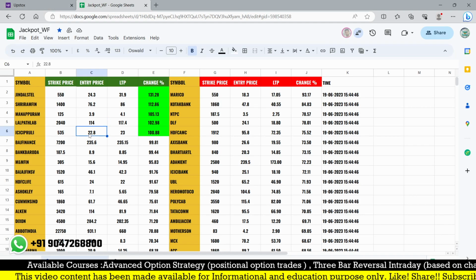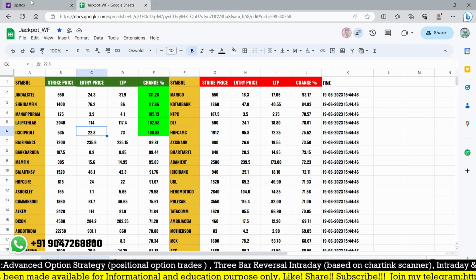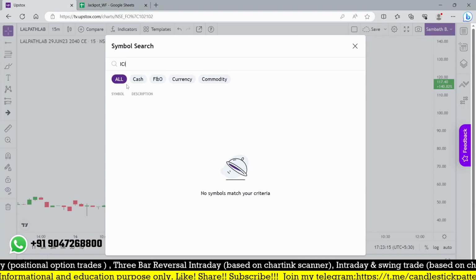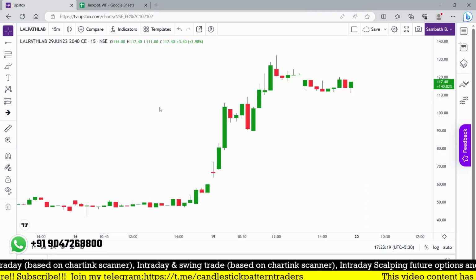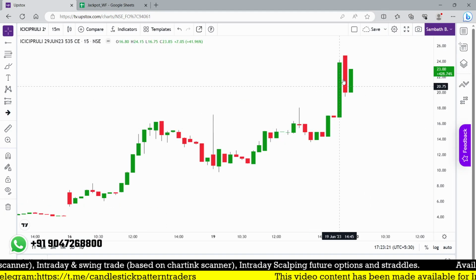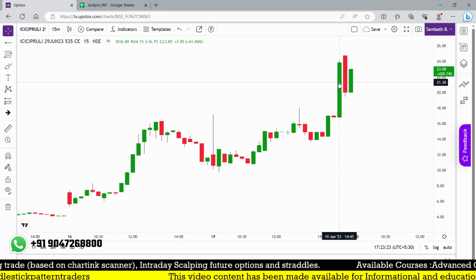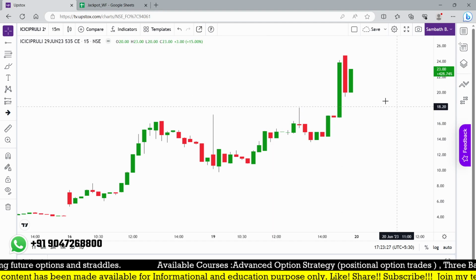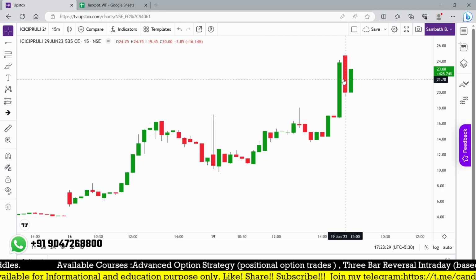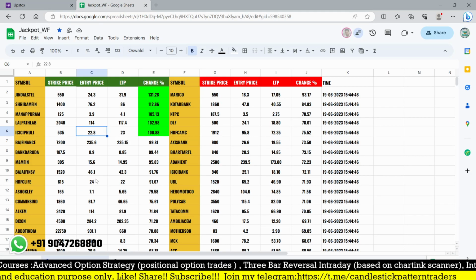And ICHA potential, I was not tracking that. ICHA potential 535. And when it is triggered, I didn't see. I think it is also closing hours, I think 2:45. That time only it moves higher. And yeah, 22 is our entry. Maybe tomorrow we can focus on the stocks for our trading opportunity.